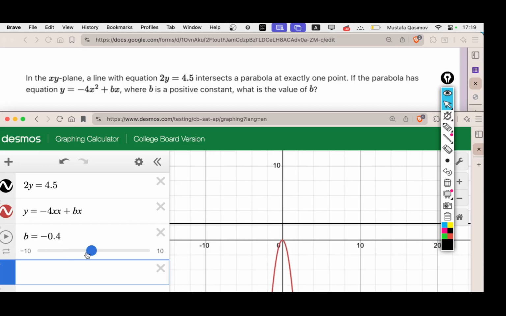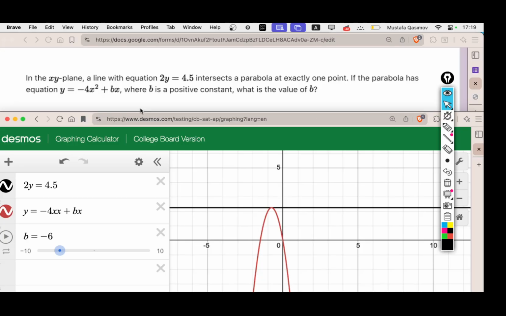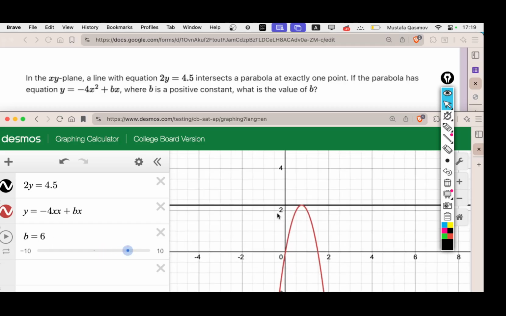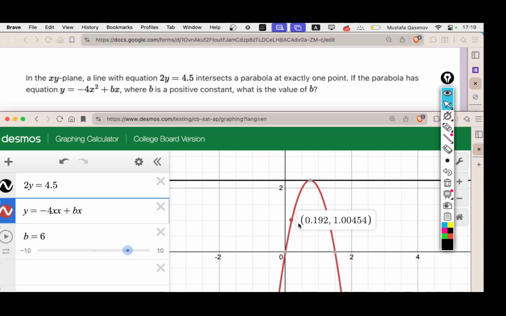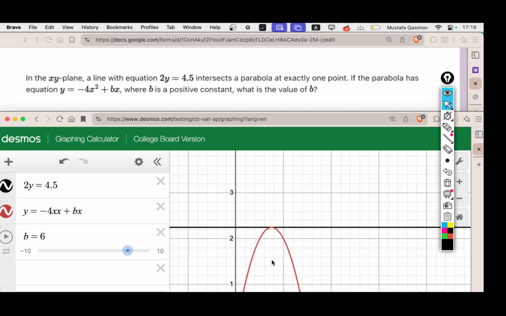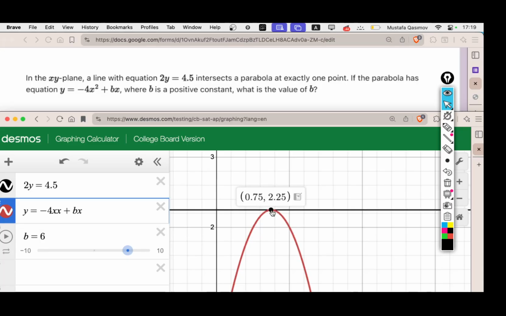Let's try to make it. Okay, say b is positive, so no, it's not correct. Okay, like that. Answer is 6. Is it clear? Any question from here? Yes.